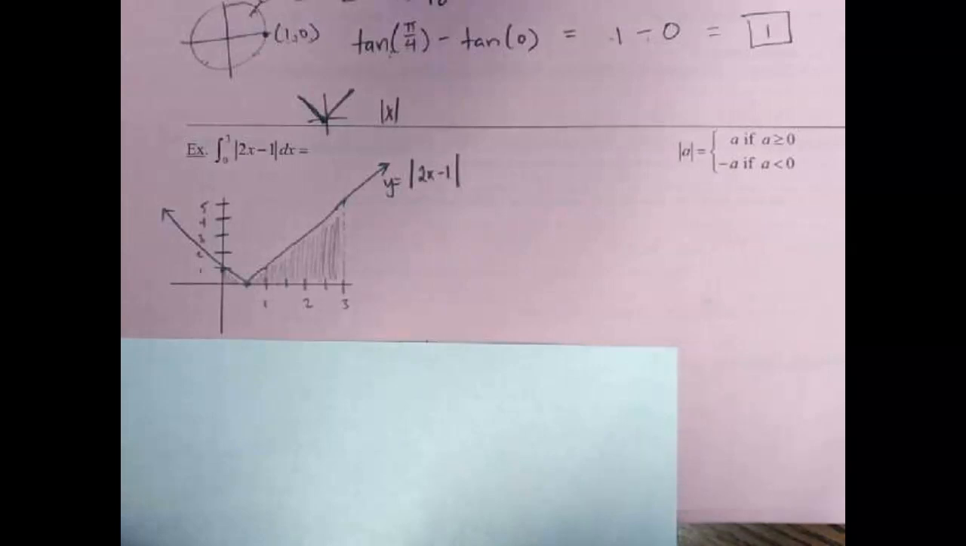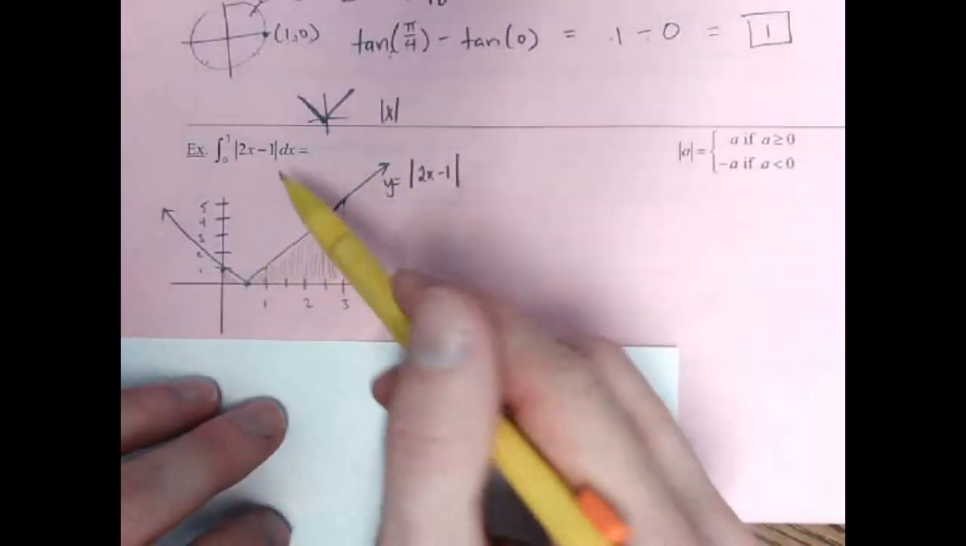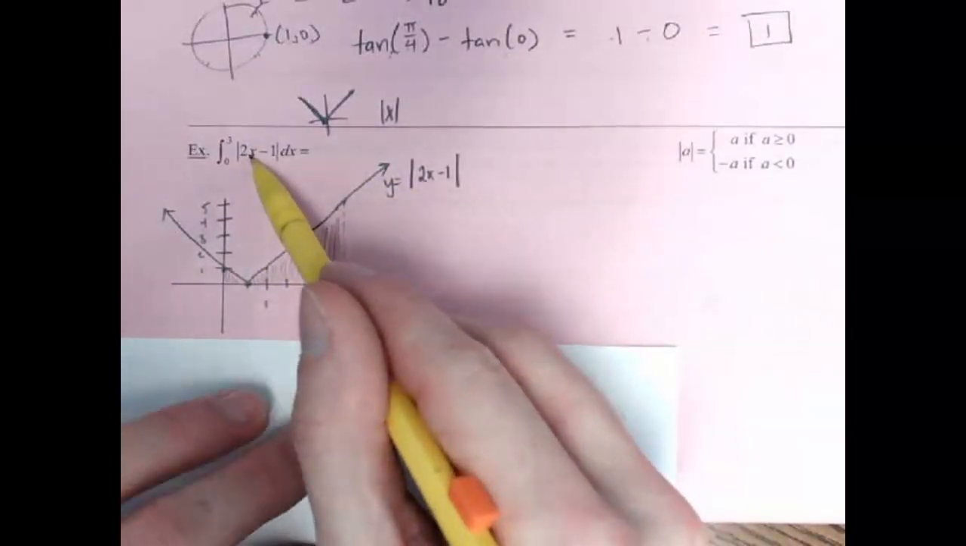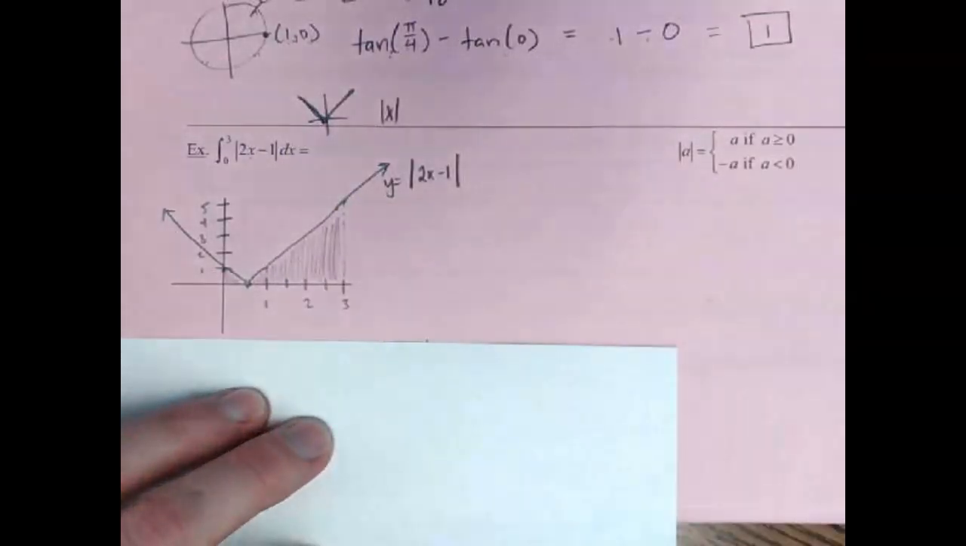Okay, so if we were to take this new graph, how you make sure you get it right, just plug it in, right? If I plugged in 1/2, 2 times 1/2 would be 1, 1 minus 1 would be 0. So 1/2 is where it actually is going to have the vertex. And then you could always just plug in x values and plot the points.